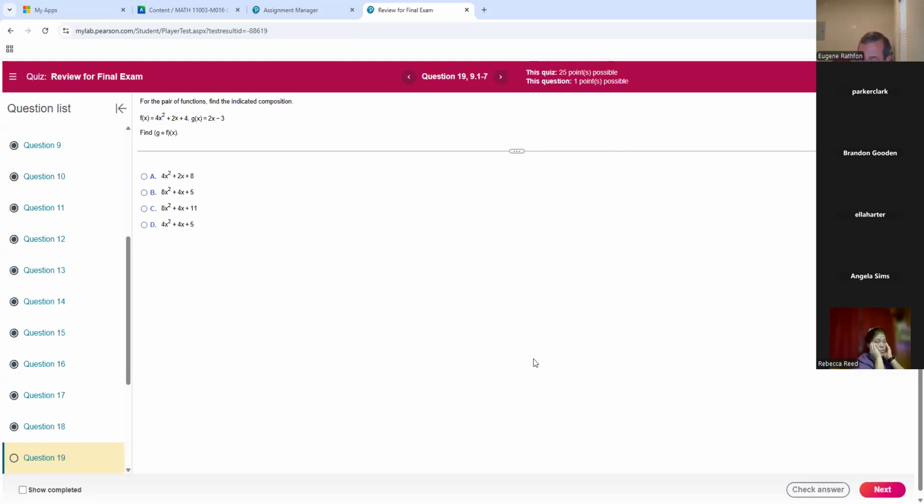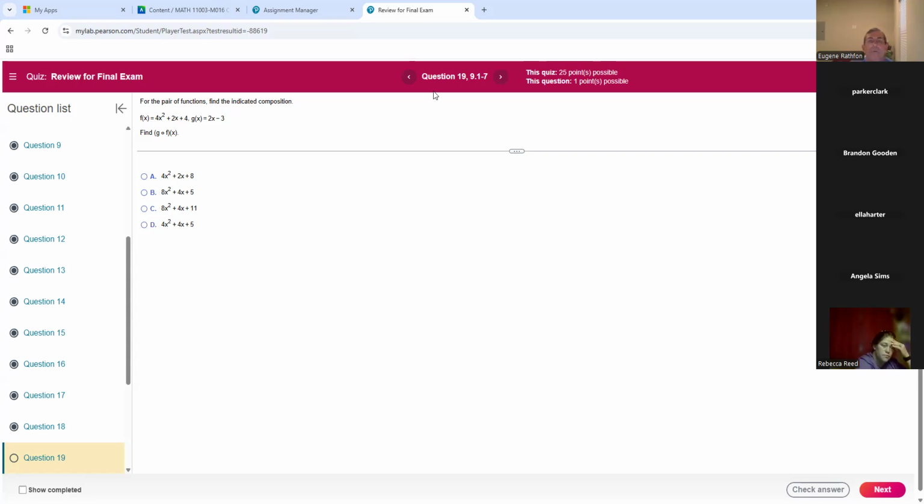Oh, now look here. 19's the same problem, but they did not give us a number on this one. So we're going to have to simplify it only. So f of x is 4x squared plus 2x plus 4. g of x is 2x minus 3. They want me to find g compose f of x.